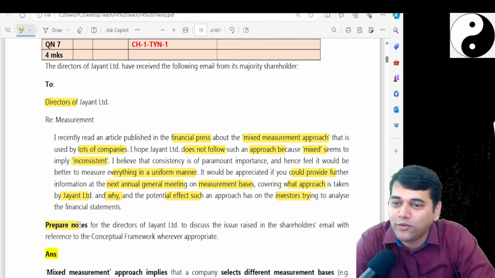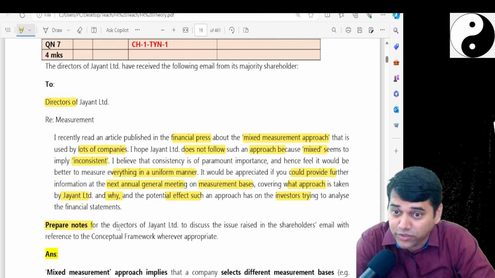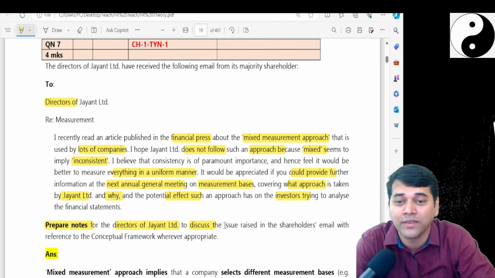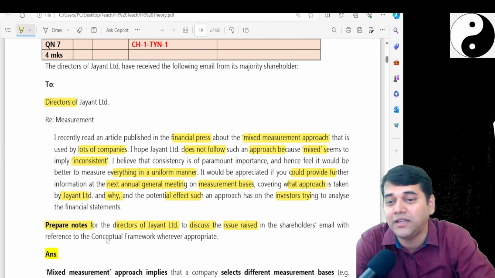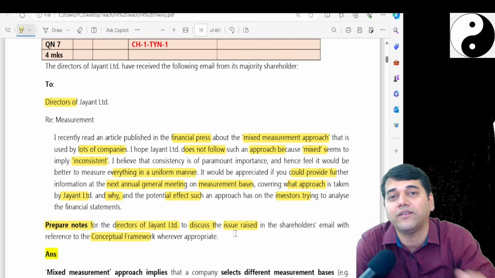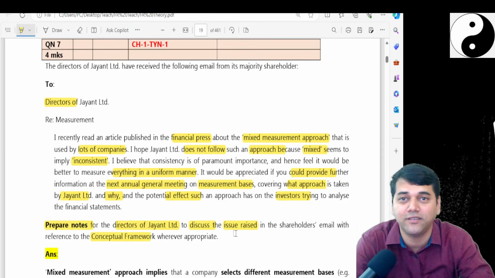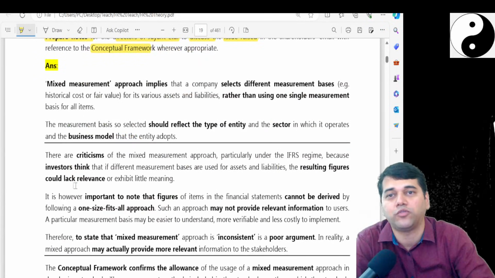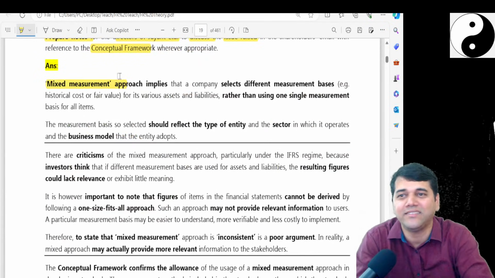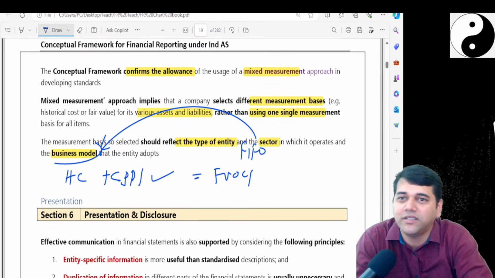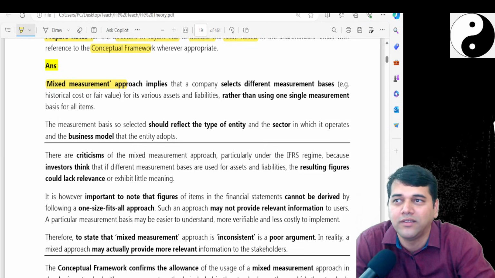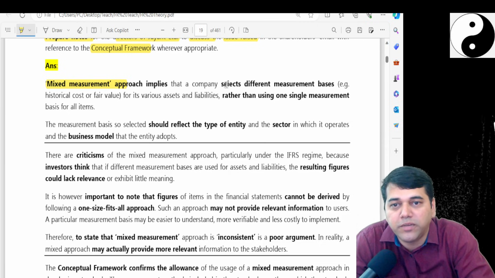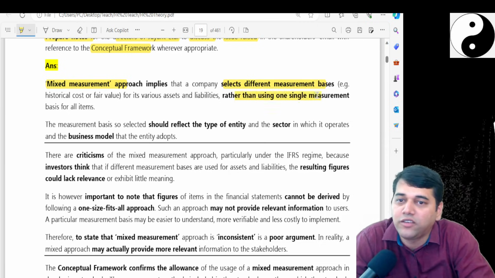So prepare notes for the directors of Jayant to discuss. That means the CFO has to prepare now the issue raised by the shareholder email, with reference to the conceptual framework wherever it is appropriate. From this you understand that this is a conceptual chapter question. Then you talk about mixed measurement, telling the same story. What we have discussed here, the same thing you have to fill in this bottle now in the context of one question. So mixed measurement means applying different things rather than using a single one.